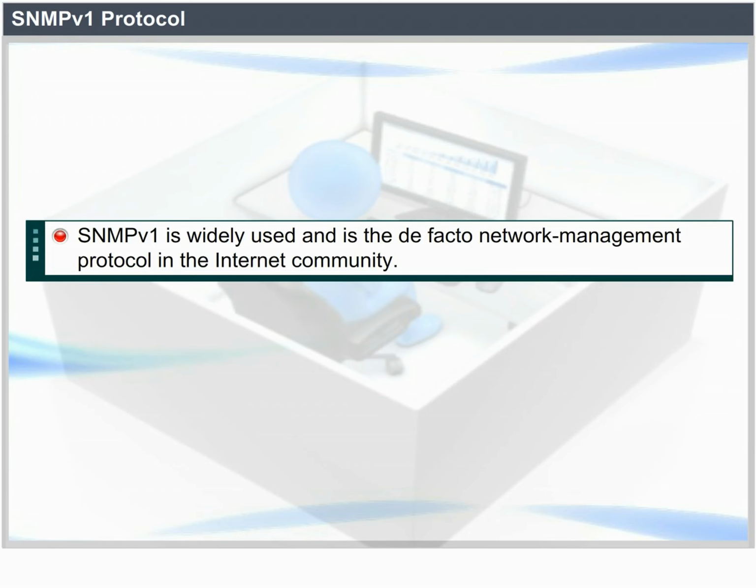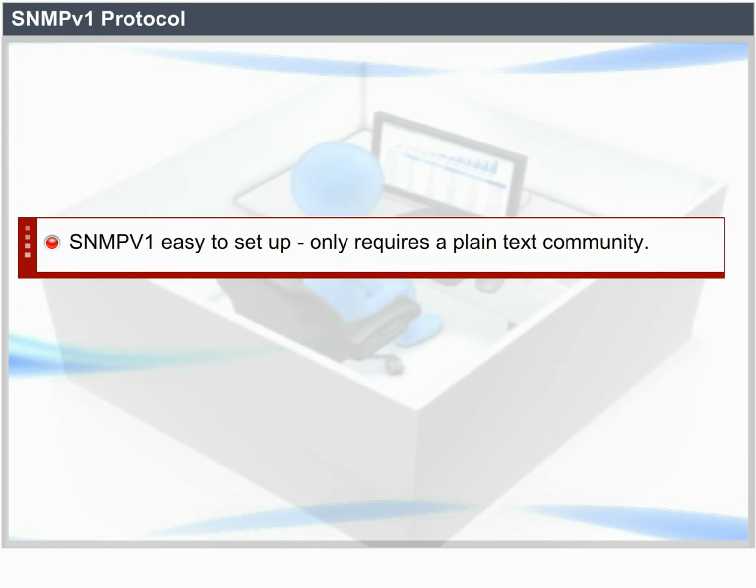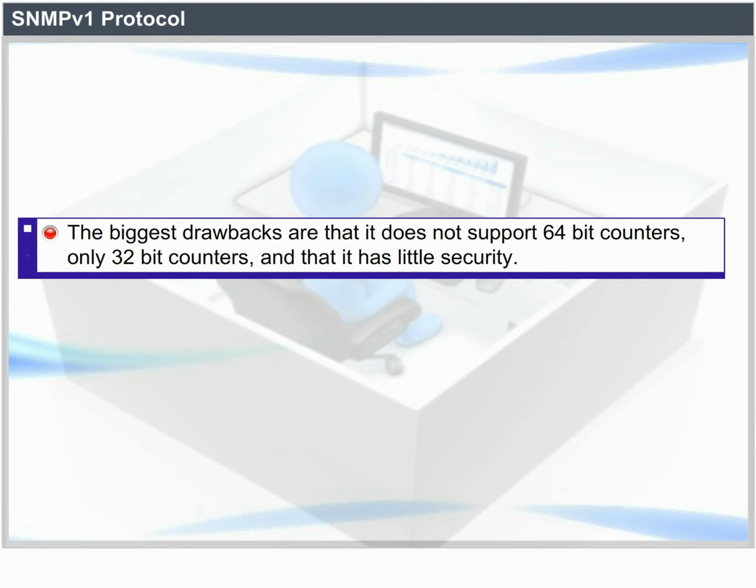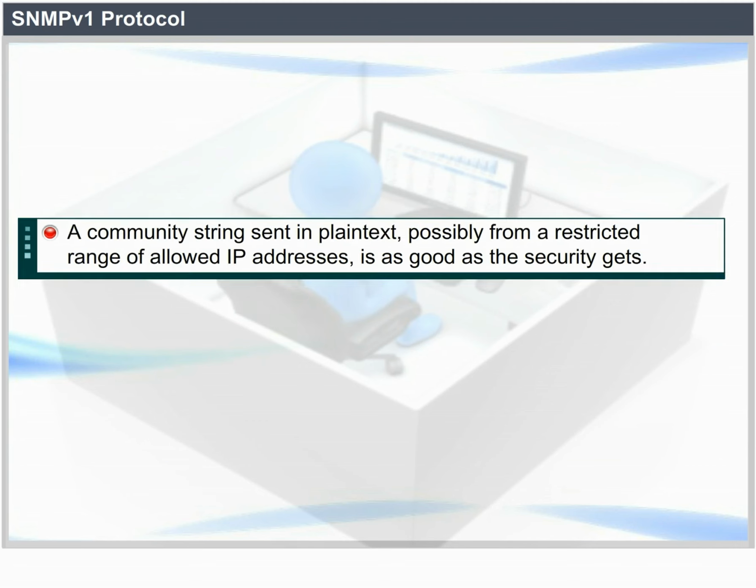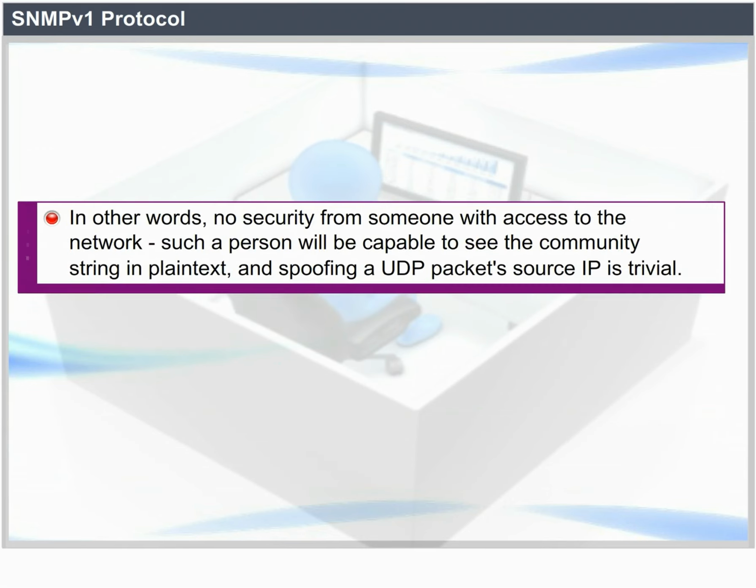SNMP v1 is easy to set up, only requires a plain text community. The biggest downsides are that it does not support 64-bit counters, only 32-bit counters, and that it has little security. A community string sent in plain text, possibly from a restricted range of allowed IP addresses, is as good as the security gets. In other words, no security from someone with access to the network. Such a person will be able to see the community string in plain text, and spoofing a UDP packet source IP is trivial.